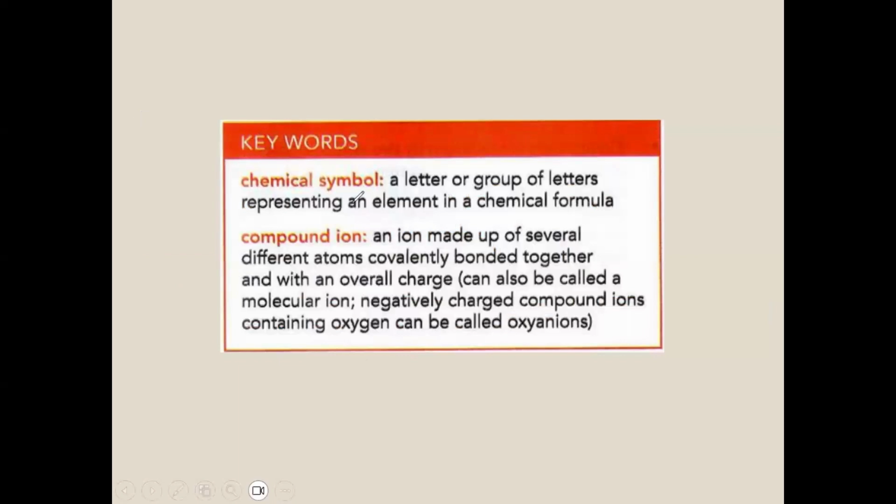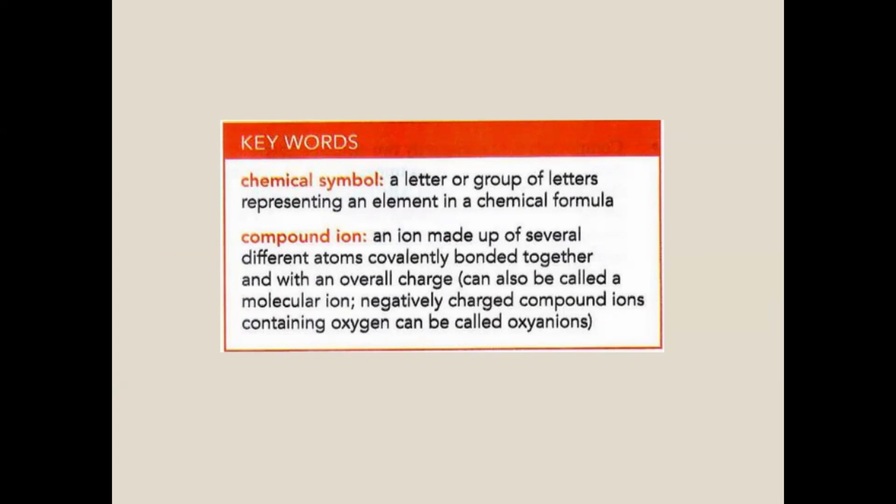Let's have some keywords to remind you with. Chemical symbol is a letter or group of letters that represent an element in a chemical formula. For example, oxygen: the chemical symbol of oxygen is O, one letter. Magnesium: the chemical symbol of magnesium is Mg, a group of letters, and so on. You can see these symbols in the periodic table.